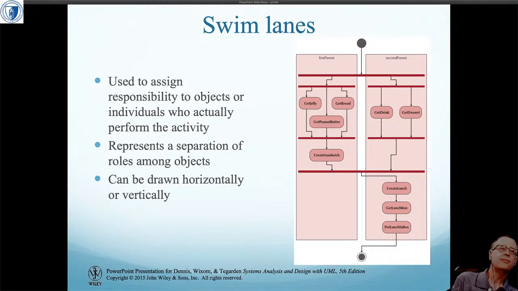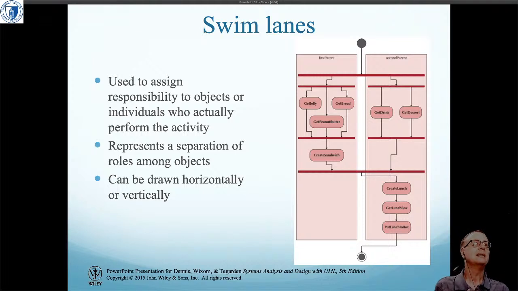Sometimes it's useful to identify the roles or the actors that are executing a particular part of the activity diagram. The way we do this is by using what are called swim lanes. You can see the two swim lanes in this example: there's two parents, a first parent and a second parent. We can do two things in parallel with each parent.